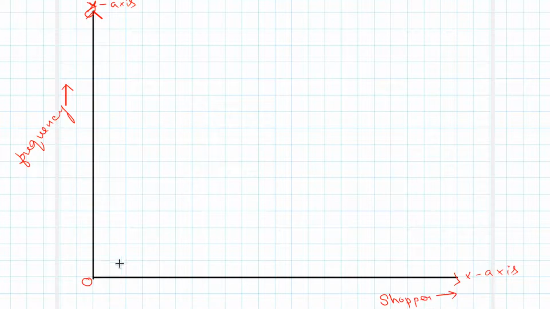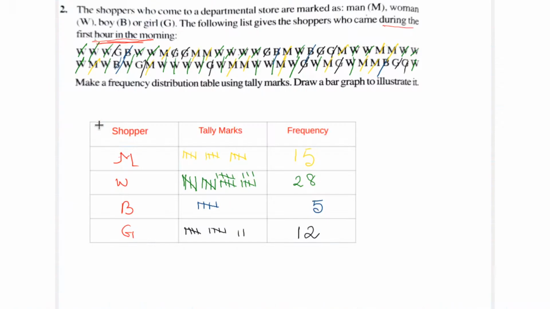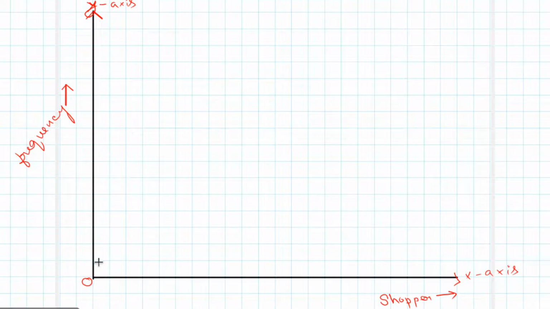Now we have to mark the y-axis according to our frequency. The lowest is 5 and the highest one is 28, and both even and odd numbers are there. So it is convenient if we mark 0, 2, then 4. That means we mark even numbers, and odd numbers we can represent in between the even numbers. Say between 0 to 2 we can represent 1, between 2 to 4 we can represent 3, like this.